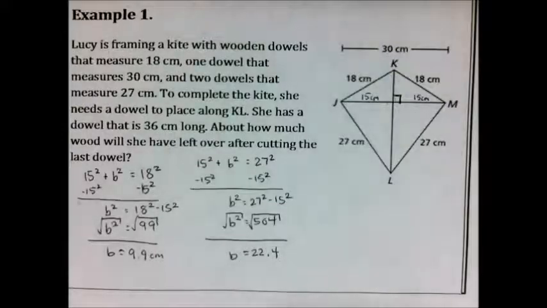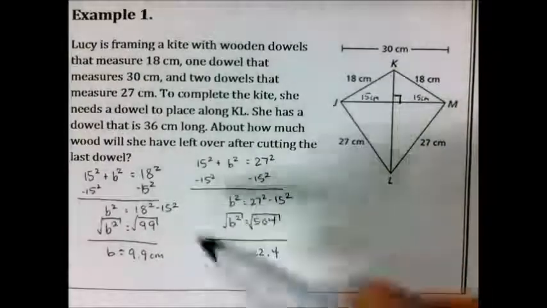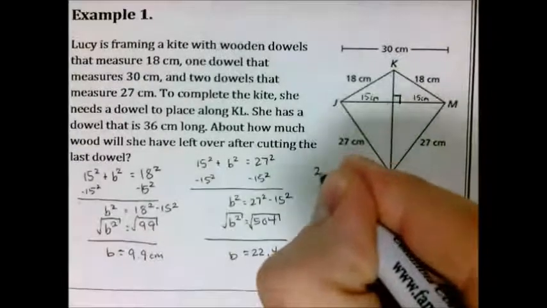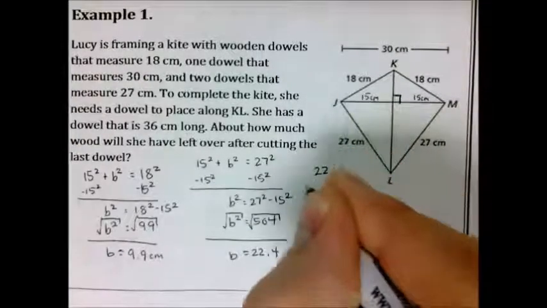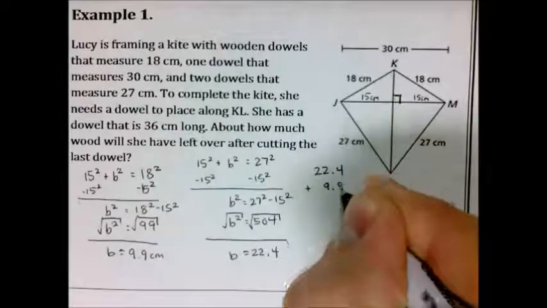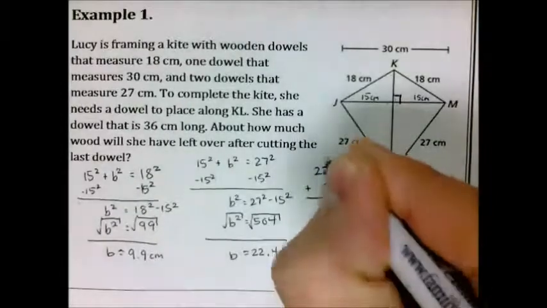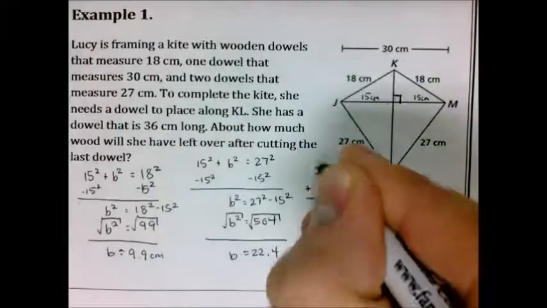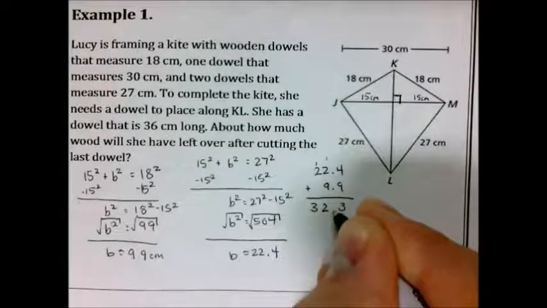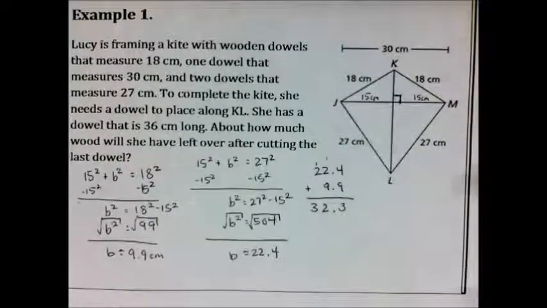We can figure out what the length of this whole distance KL is by adding those two together. So let's go ahead and do that. We've got 22.4 plus 9.9. We're going to end up getting 32.3. 32.3 is the entire length of KL.